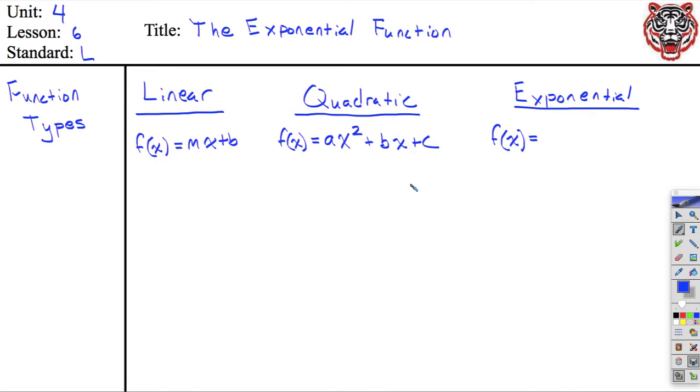Y equals A plus B, X. Close. A is one of the first letters. Y equals AB squared. AB, not squared. Jack, help us out. Nope, not squared. B to the power of x, yeah.